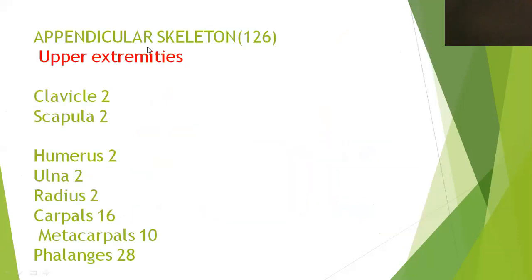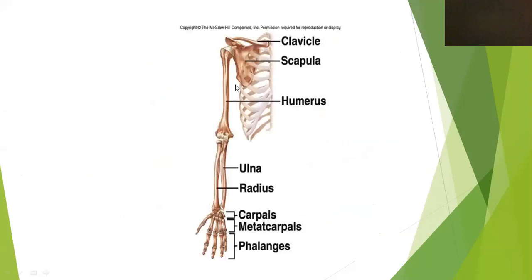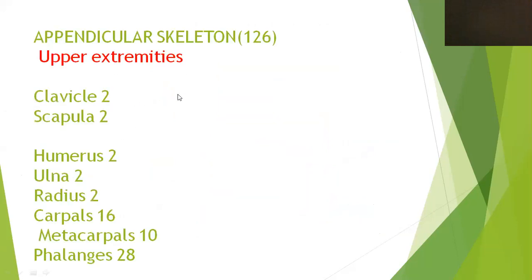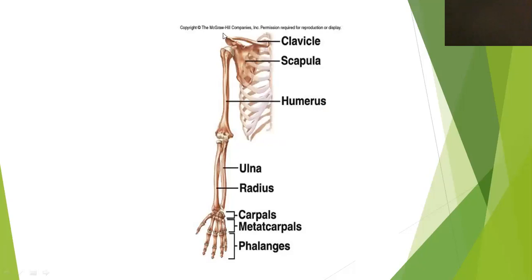Now the appendicular skeleton. Appendicular skeleton means it forms the skeleton of the appendages, not appendix, appendages. Appendages in the sense upper limb and lower limb. See here, these are the bones forming the upper limb. What are they? See here in the shoulder region, we can see the clavicle, and this one is a scapula. Here we can see only one clavicle in this diagram, so on the opposite side one more clavicle will be there.